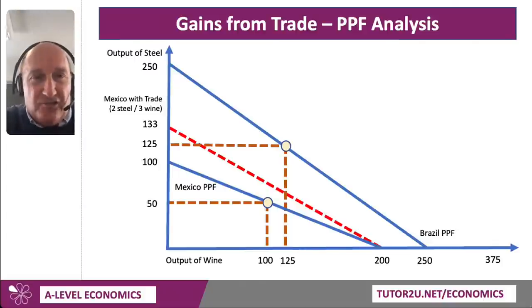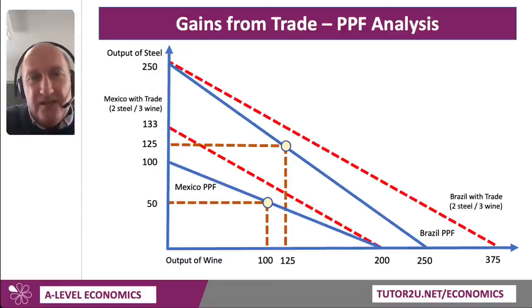So Mexico is going to trade 2 steel for 3 wine. So in theory, it could go to 200 wine and then trade that for steel and end up at 133 steel. 200 divided by, whatever, 2/3. Now that red dotted line is what I call a consumption possibility line with trade.